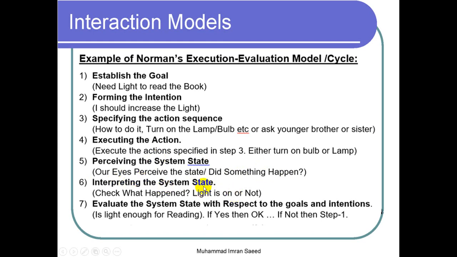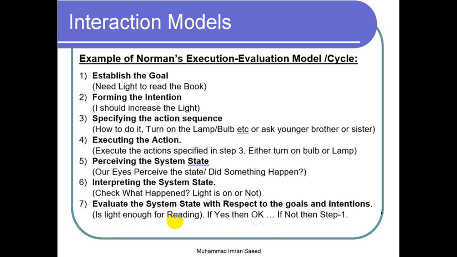So once I get to know, yes, light is on, but again I will have to evaluate the system state with respect to the goals and intention. I needed more light to read the book. So now how I will evaluate? I will question, is light enough for reading? I'll try to read the book. If I can read it well, excellent.